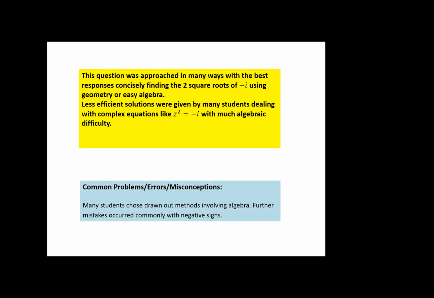Adding to that, many students chose drawn-out methods involving algebra. Further mistakes occurred commonly with negative signs. Those methods typically went over 2 pages, and you can see from the solution that it could have been done concisely with a few lines.